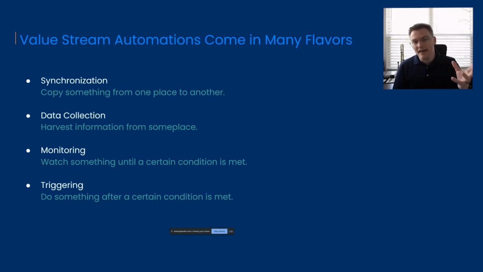But you can also do things like collect data. You can harvest data from different systems and go store it somewhere else. And you can do that automatically. So data collection is another type of automation as well.